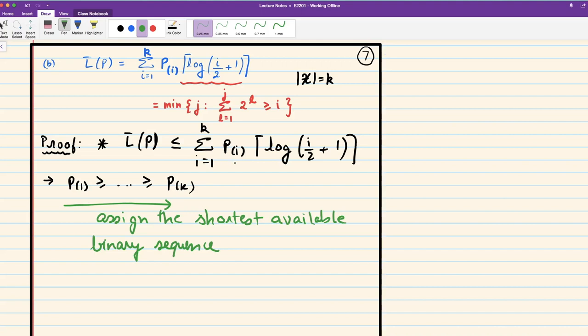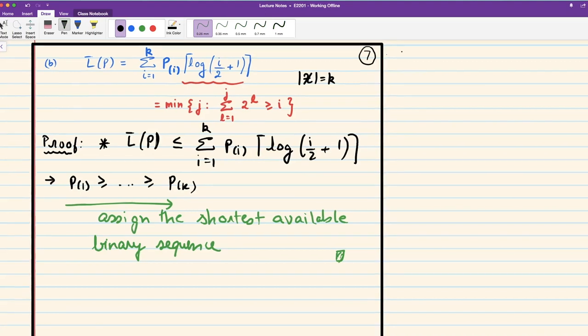Now, what is the length of the sequence that gets assigned to the symbol with probability Pi? This is exactly that formula. The length of the sequence that in this order gets assigned to the symbol with the i-th largest probability is exactly this. That's why this formula came out. There's no magic to this formula, and this is the exact expression. You can convince yourself that's what it is. So this shows that there is an assignment which gets you this thing on the right. So the best assignment can only be smaller.